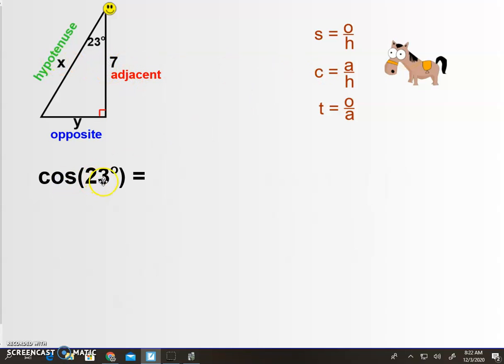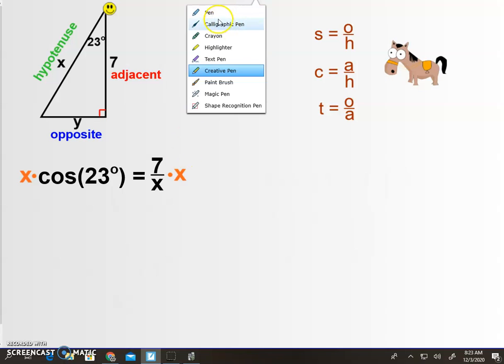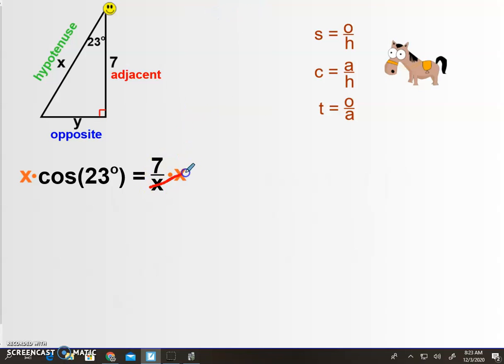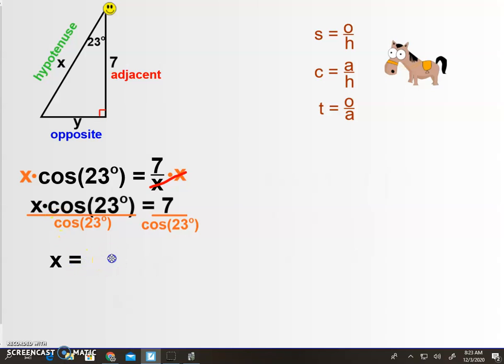So the cosine of 23 is the adjacent over the hypotenuse. And as you can see, we're going to multiply both sides by x to free it from the denominator. And again, by now, a couple of you have already figured out the shortcut to this. So x times the cosine of 23 degrees equals 7. And then we undo multiplication by division, and that gives us x equals 7 divided by the cosine of 23.